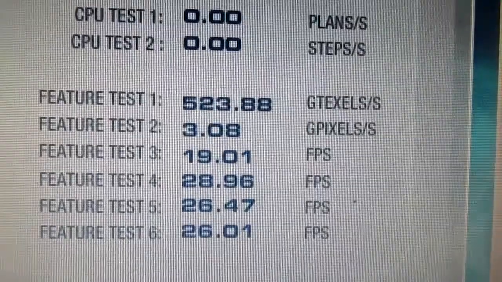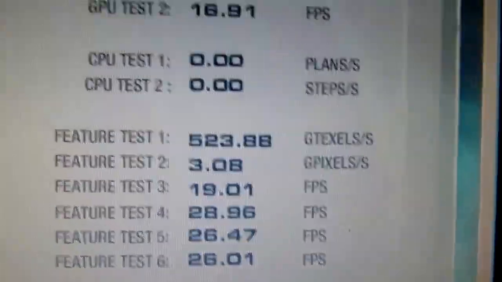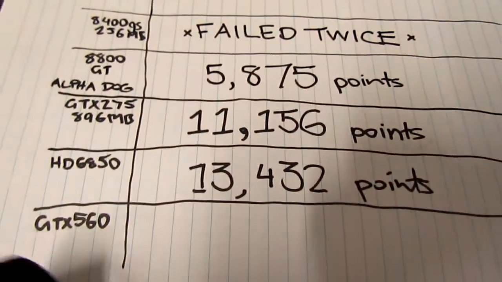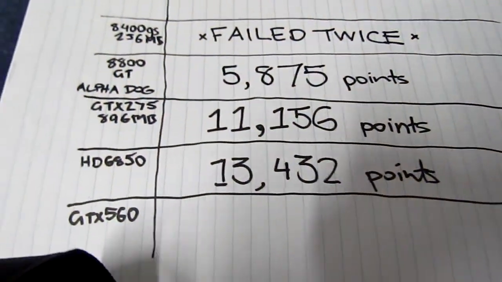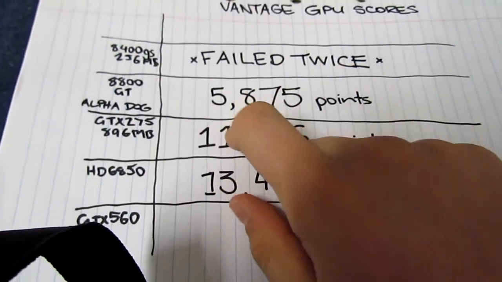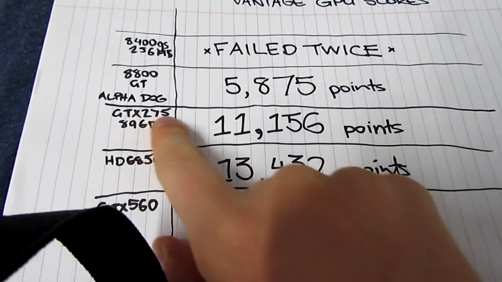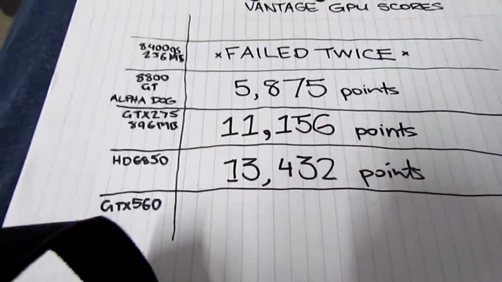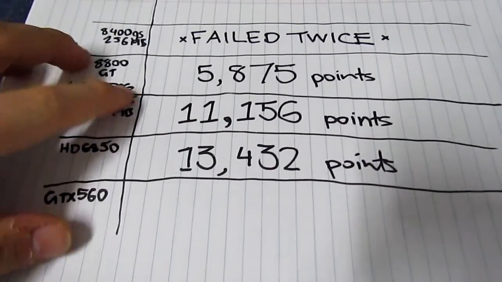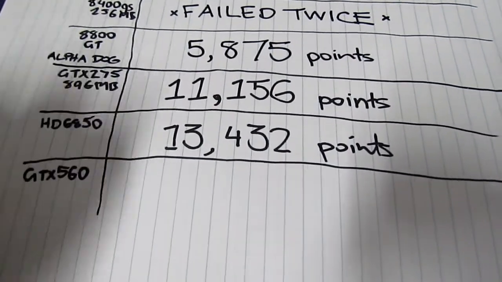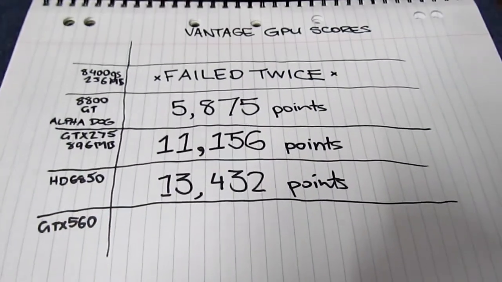And here are the feature test results. You can compare, but it did quite well. So here's my little sheet. It did quite well. It's done pretty much half the points of the 275. But yeah, probably next time we're going to do the 560, and that should be up next. So just stick around.